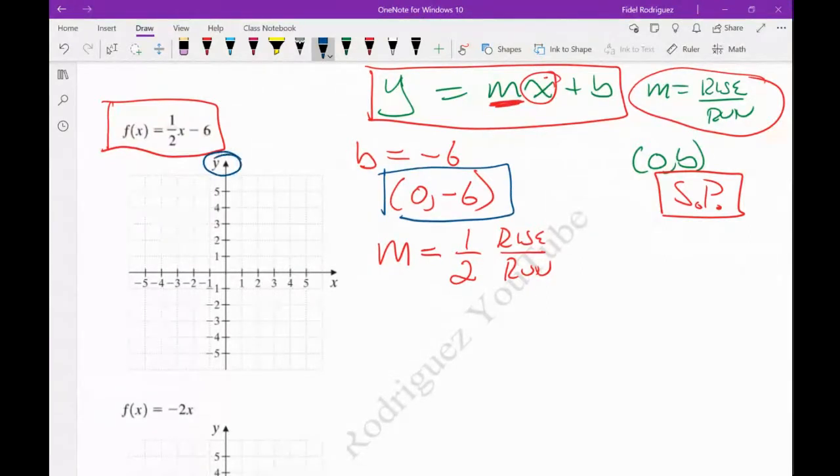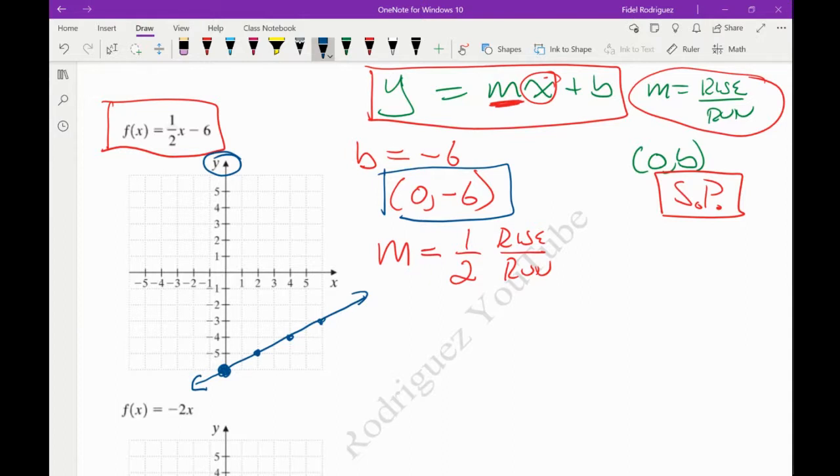Remember we said the starting point is always going to fall on that line. So (0, -6) is going to be right there, because the one above it is (0, -5), so the one below it has to be (0, -6), right? Now, look at my slope. My slope is 1/2. That means I'm going to rise up one spot and run over 2. I'm going to rise up one spot, run over 2. Here's my graph.